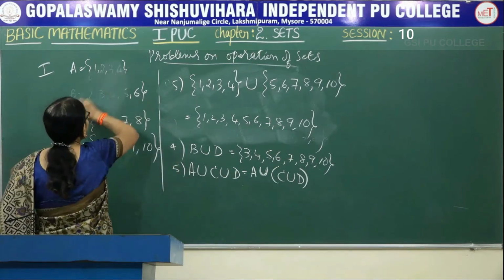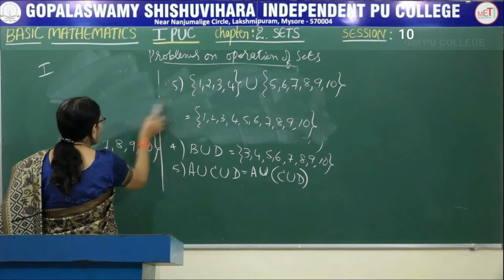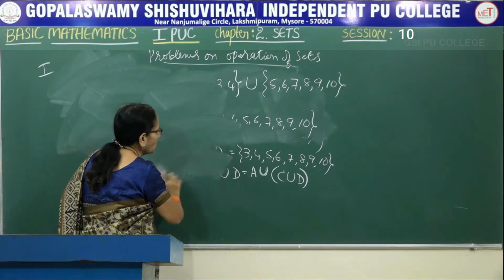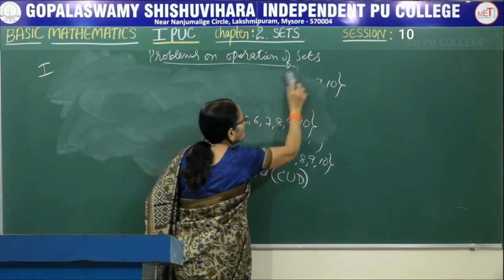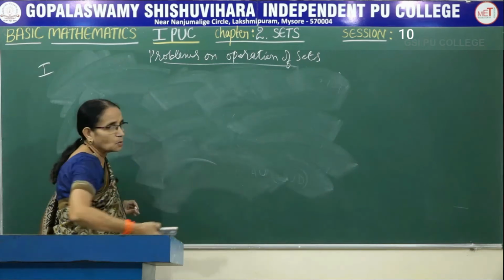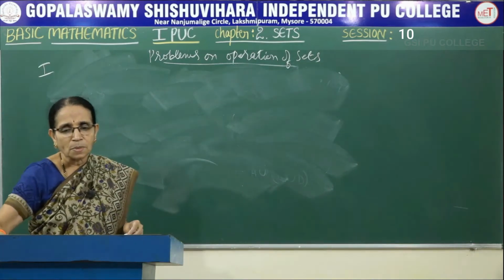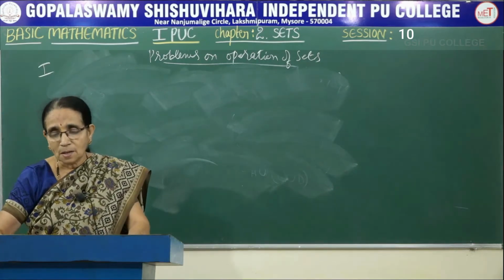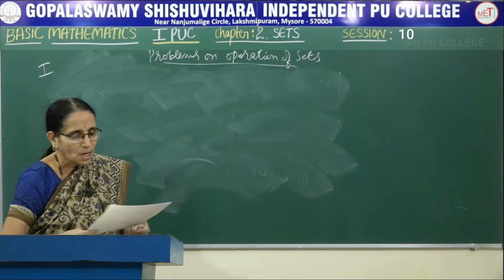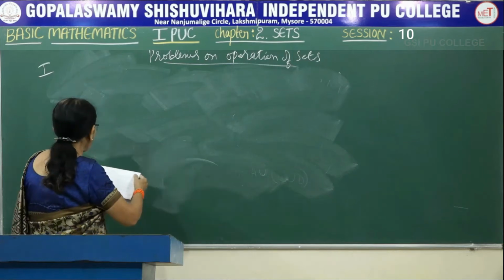So this is how it works. When sets are given, it may be more than 2 sets, 3 or 4 sometimes, and you will be asked to find the union or the intersection or the difference, like that. Each problem would be different. So you have to be familiar with the definition of all the properties. Now let me move on to the next problem.